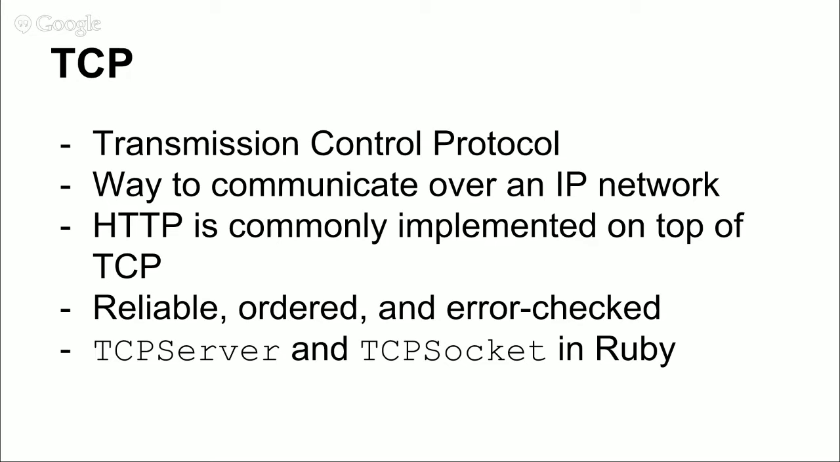HTTP, for example, is commonly implemented on top of TCP to do communications. So HTTP is a protocol on top of TCP, although it can technically be implemented on other ones as well. Another nice thing is Ruby has in the standard library a TCP server and TCP socket implementation that you can use yourself. Basically everything that we've done here uses the standard library. The only external gem dependency that we have is Mechanize for the actual interaction part.